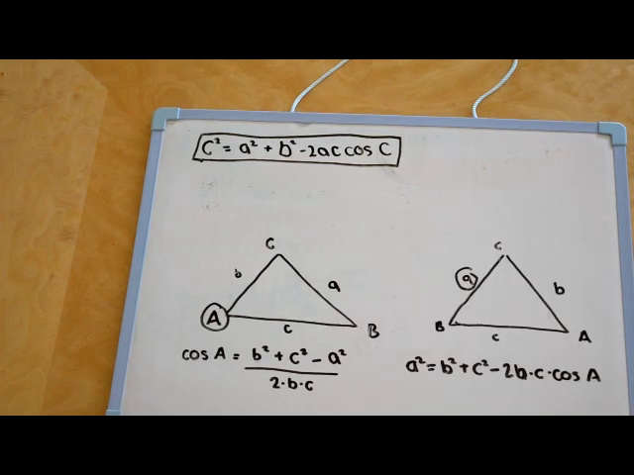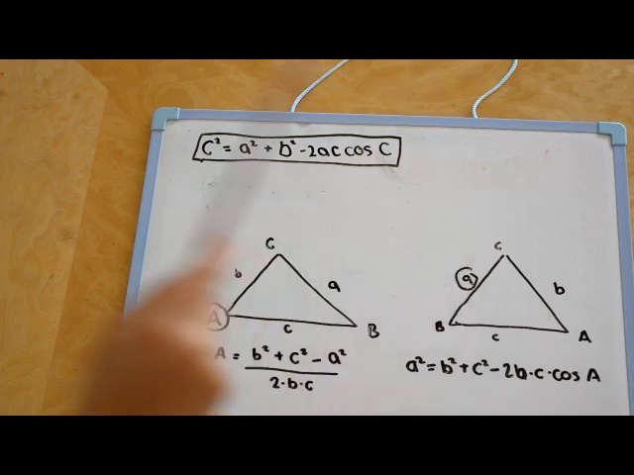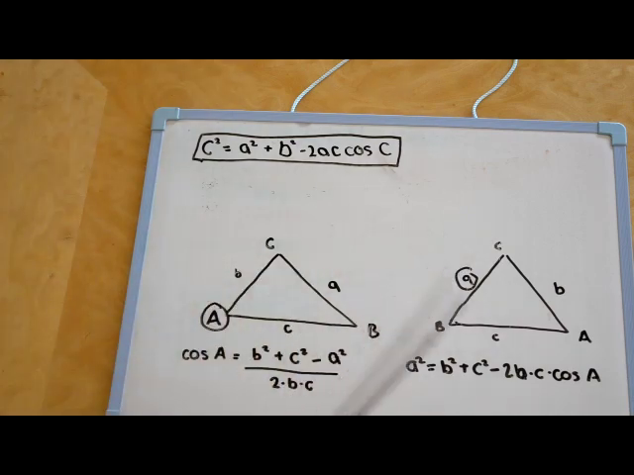And if you are solving for side A, you add the square of the other 2 sides minus 2 times the product of the 2 sides and the cosine of the corresponding angle.